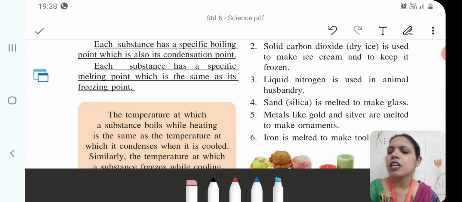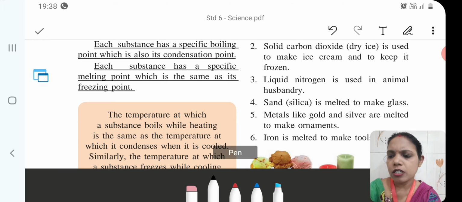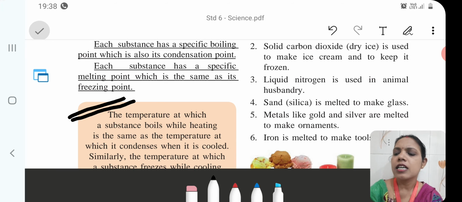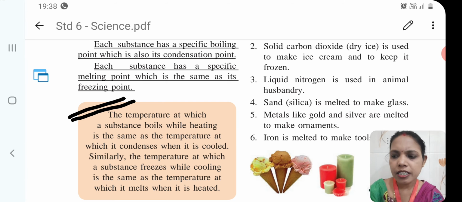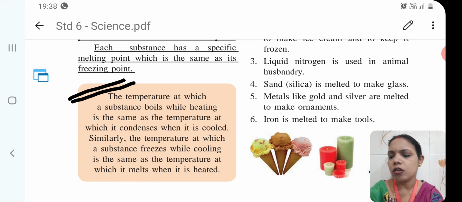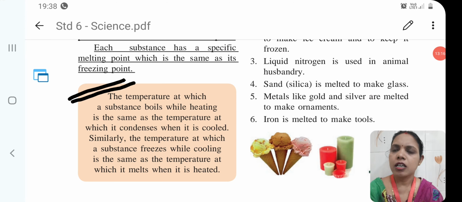First point, the temperature at which a substance boils while heating is the same as the temperature at which it condenses when it is cooled. Second point, the temperature at which a substance freezes while cooling is the same as the temperature at which it melts when it is heated. These points you should remember.